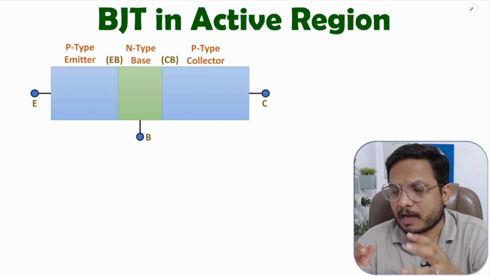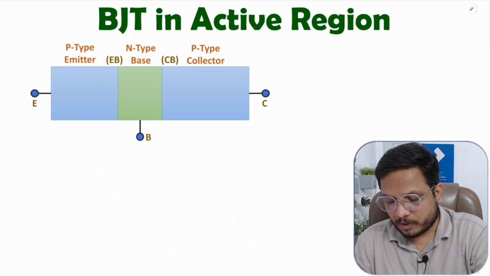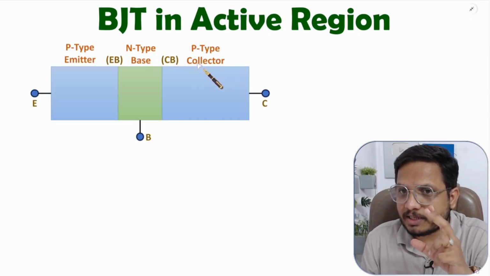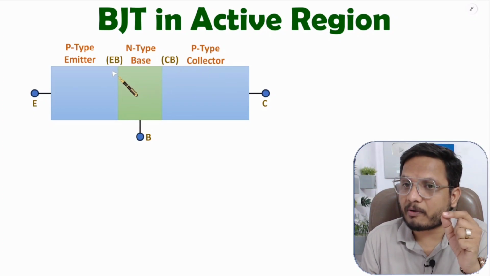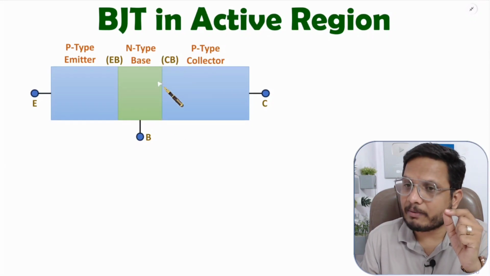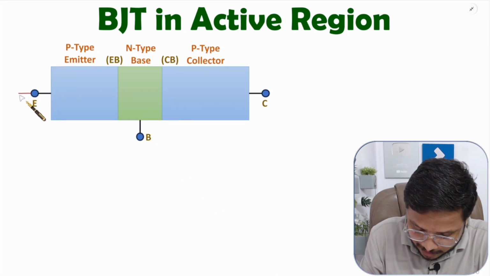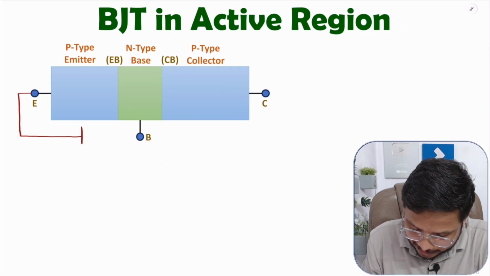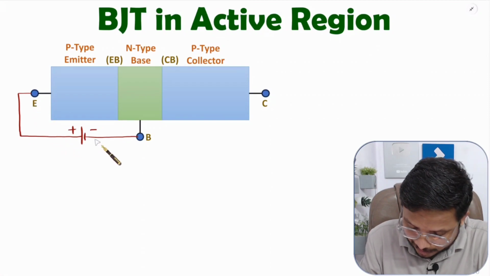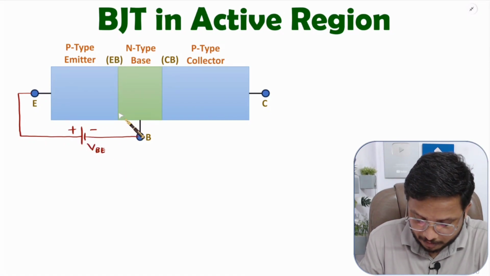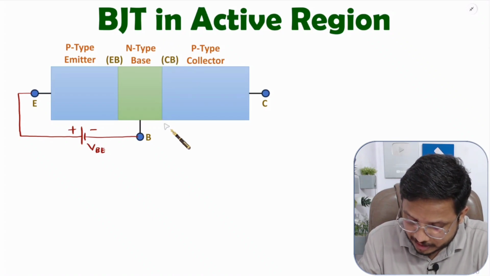So let us first understand how we can keep BJT in active region. Here I'll be considering a PNP transistor. To keep BJT in active region, the emitter base junction should be in forward bias and the collector base junction should be in reverse bias. I'll do that by connecting batteries. Between emitter and base, the positive terminal is connected with emitter and the negative terminal with base. That is the VBE battery, by which we keep the emitter base junction in forward bias.